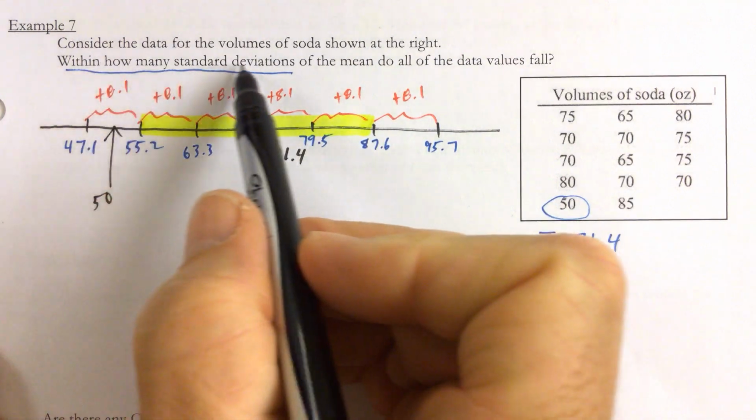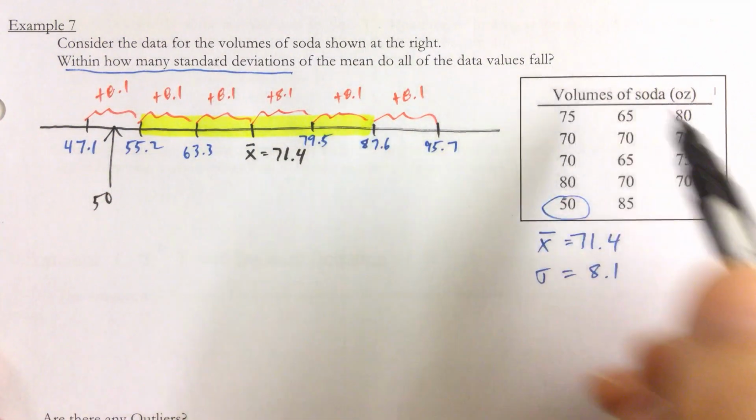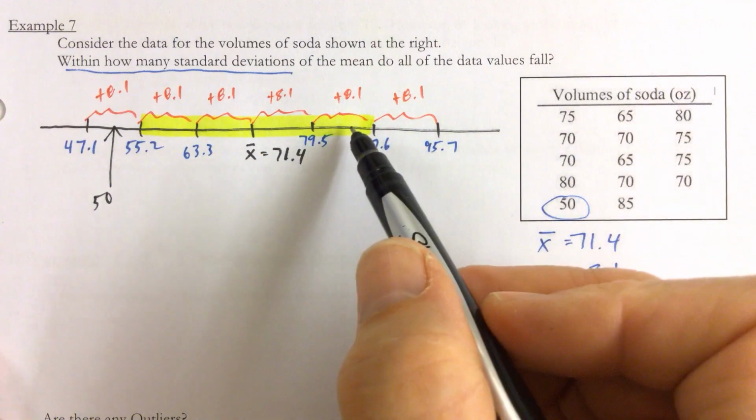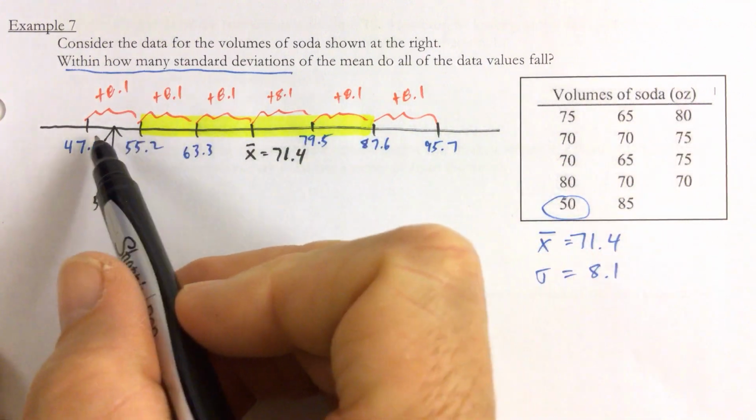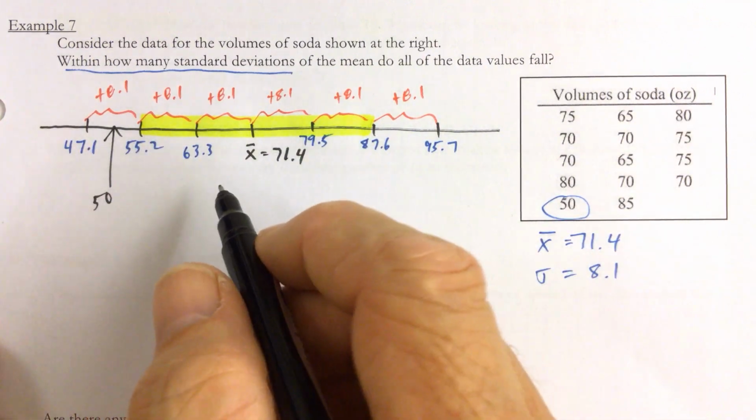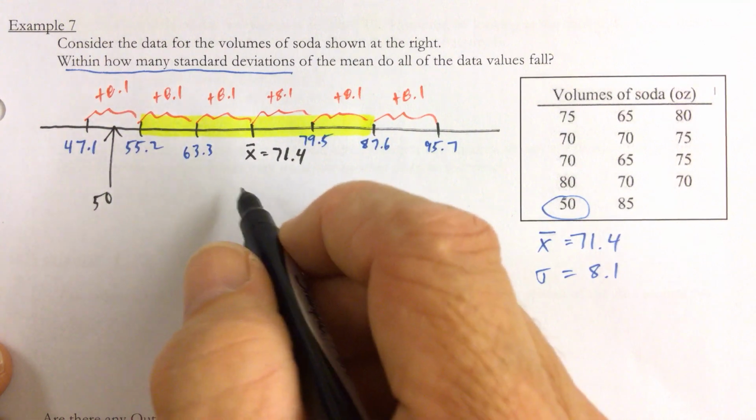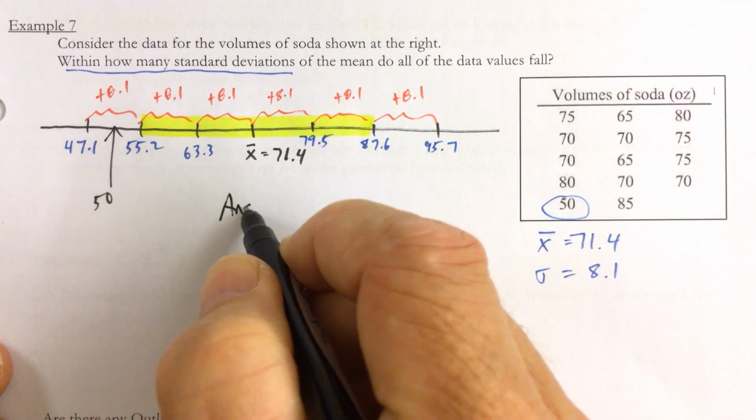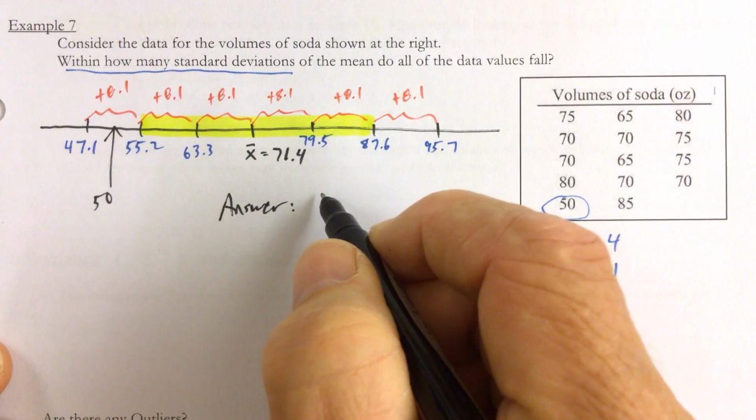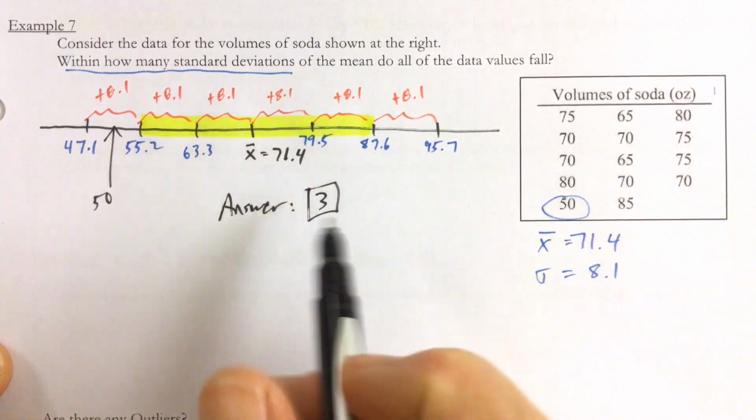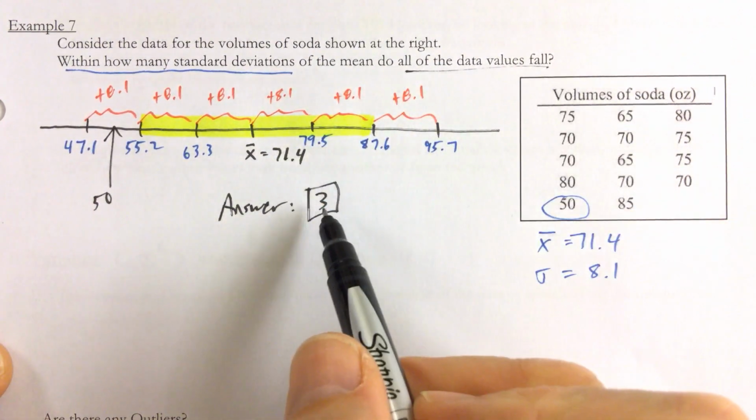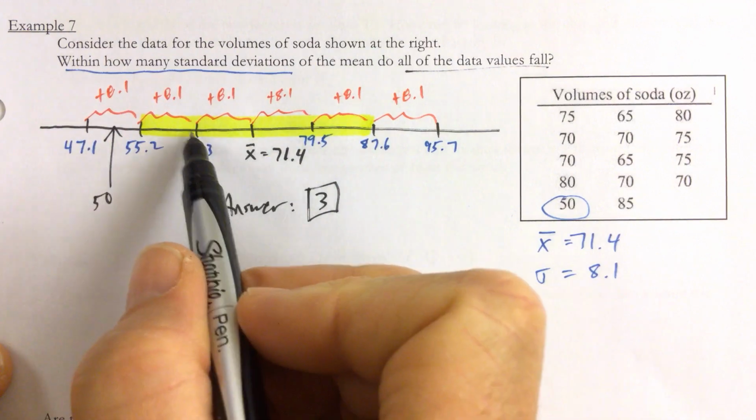And so within how many standard deviations of the mean do all data values fall? The highest number is 80. That's within the 2 standard deviations. But we need 3 standard deviations. So the answer is within 3. All values fall within 3 standard deviations of the mean. 1, 2, 3.